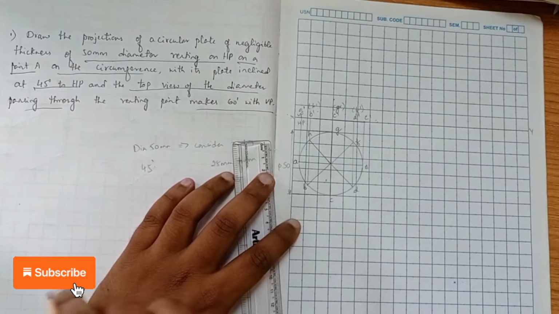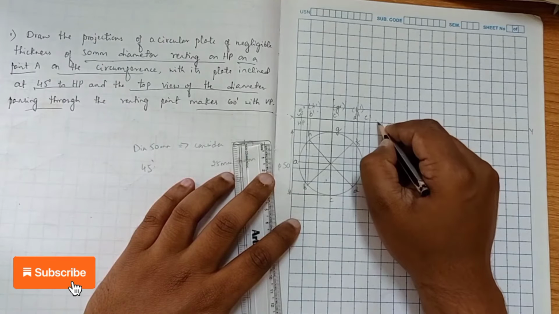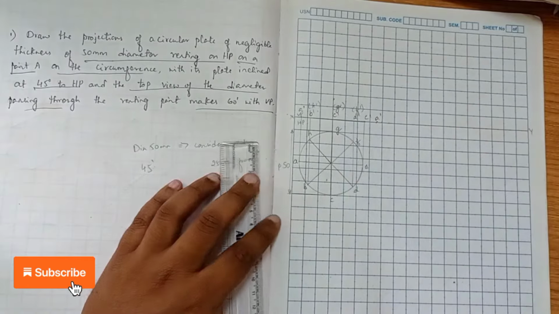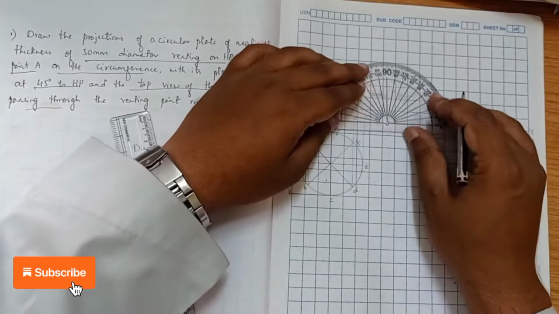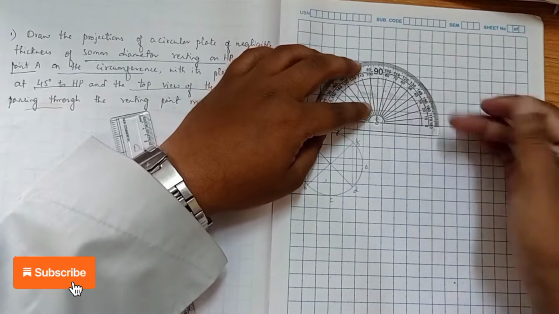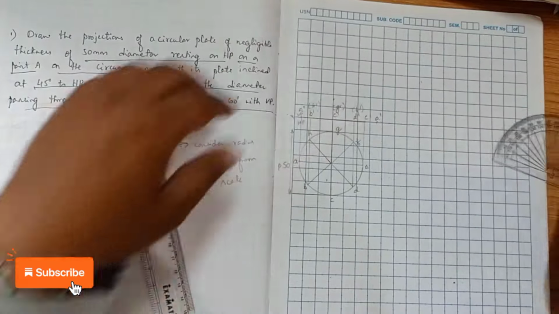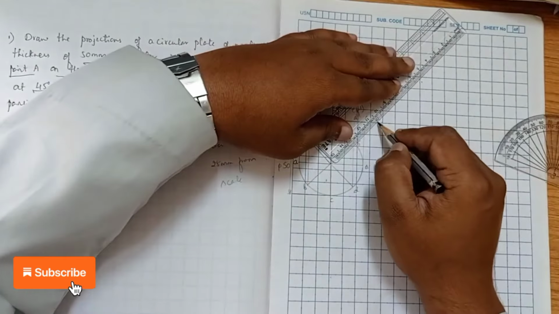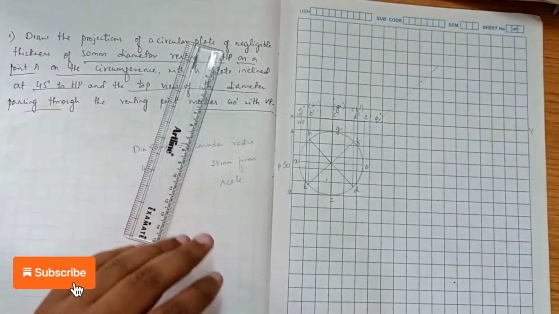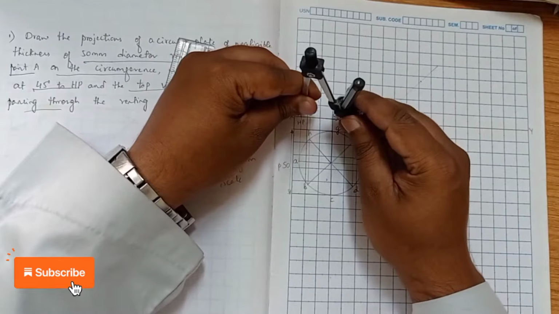Now we have to take a 45-degree angle. Before that we have to take a reference point first. Take a reference point here, A dash. Now we have to mark at an angle of 45 degrees. Now we have to cut the arcs. Totally 4 arcs we have to cut from this point.